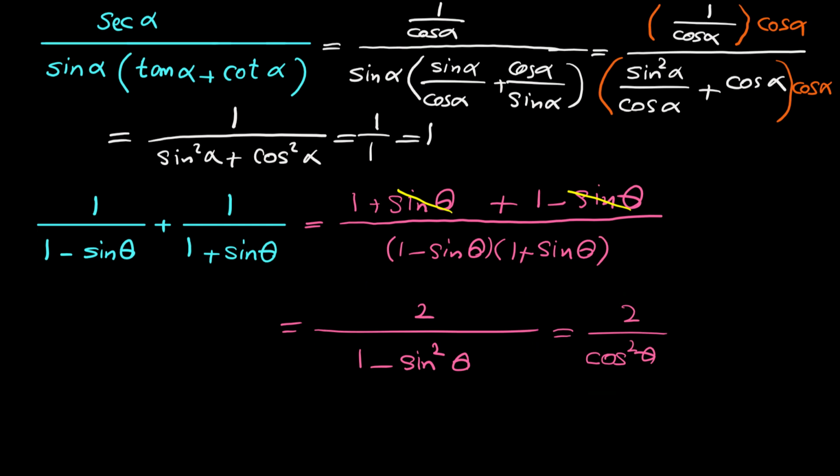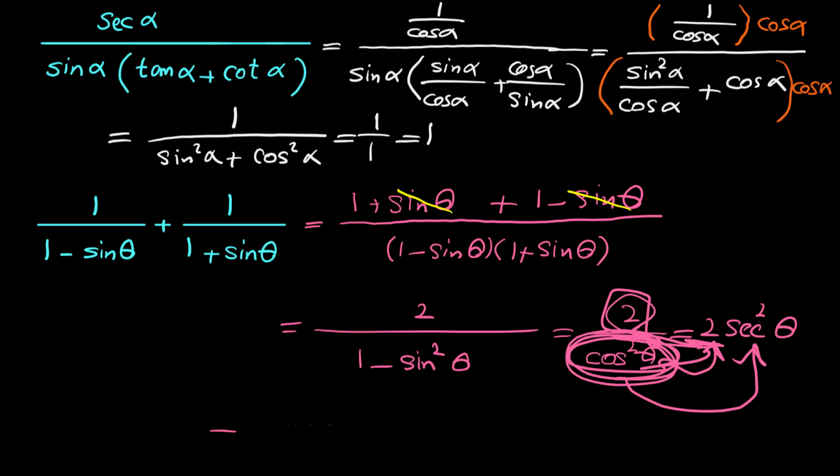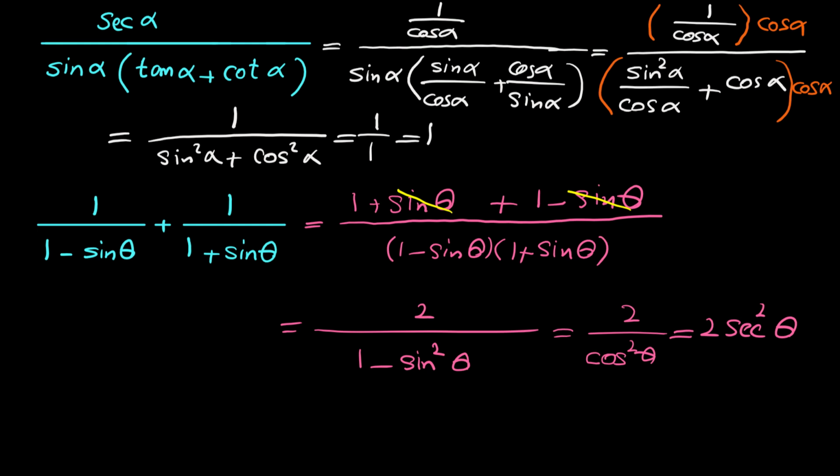And finally, if you like, you can write this final answer in the form of 2 secant to the 2 theta. Because 1 over cosine is secant theta. When you have 1 over cosine to the 2, it is secant to the 2. So 2 over cosine to the 2 is 2, the 2 is here still, and cosine to the 2, because it's in the denominator, can be written as secant to the 2. And this is the simplified form of this trigonometric expression.